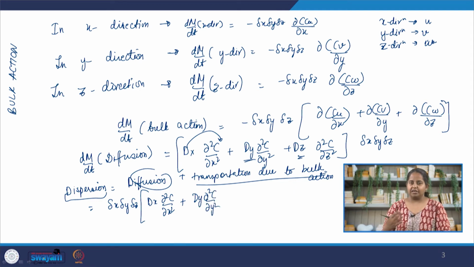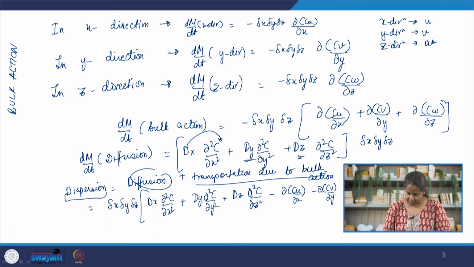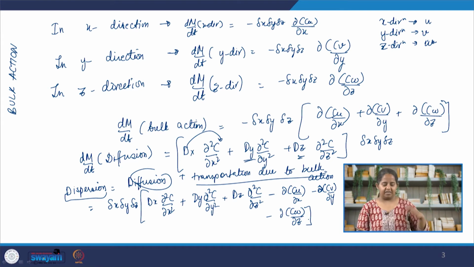Please write down, take notes, try to do this yourself. That way you will understand this better. It will be more interesting if you try to do it yourself. And now we will put the bulk action terms. Remember, we have taken del x del y del z common from both of these. Okay, we have gotten the right hand side of this equation in place.